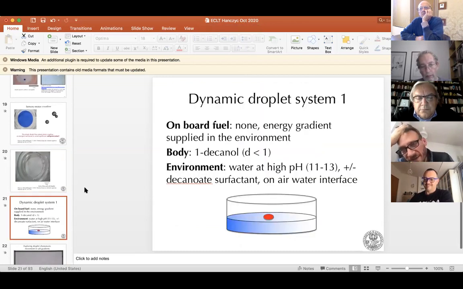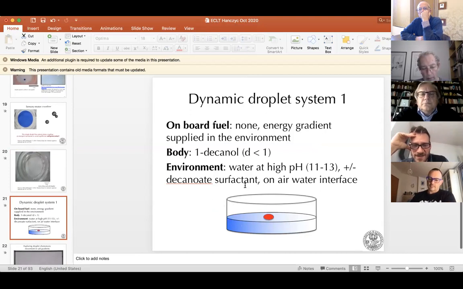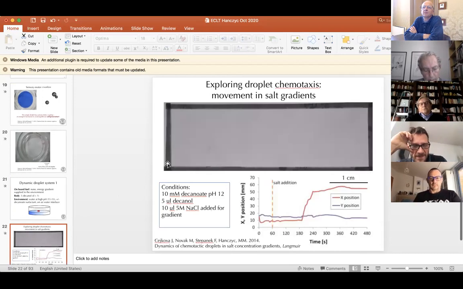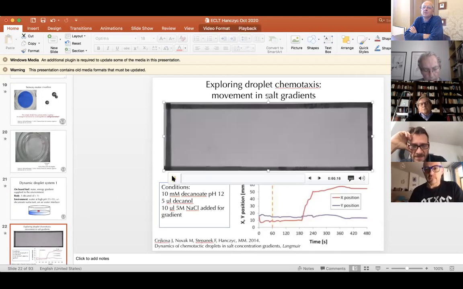And then we started playing with a different droplet system, which is even simpler than what I have described so far. So it's a macroscopic experiment. You have a glass dish and some water here, high pH and some surfactant in here. And we're using then one decanol as the droplet and no fuel supplied. So that droplet will sit there and won't do anything. And then we start playing with the environment just to see, with a simple system that doesn't have necessarily any chemical potential, what is it going to do? And this is a kind of a quick experiment.